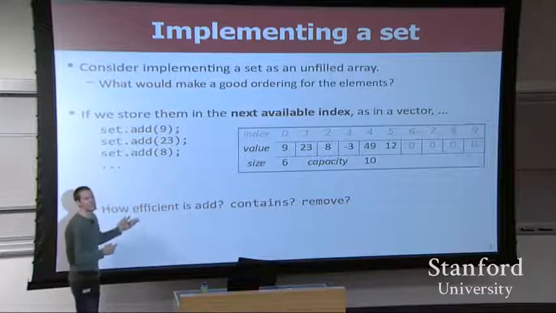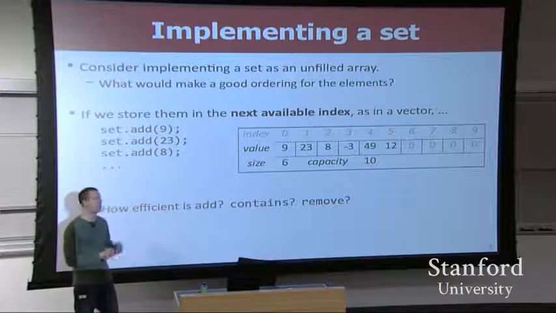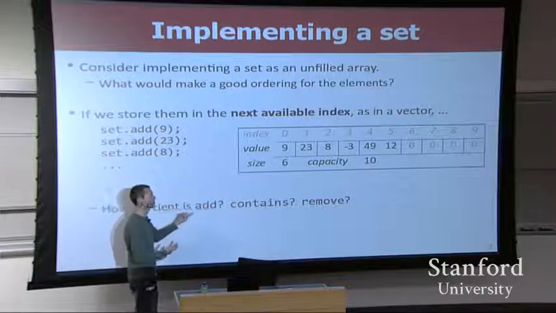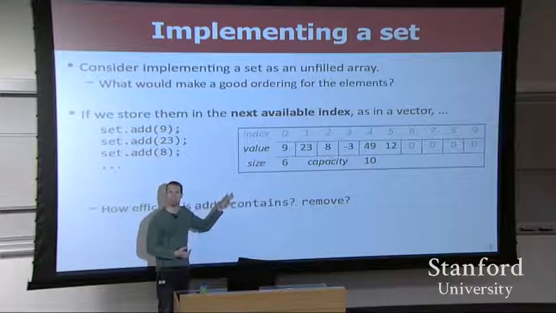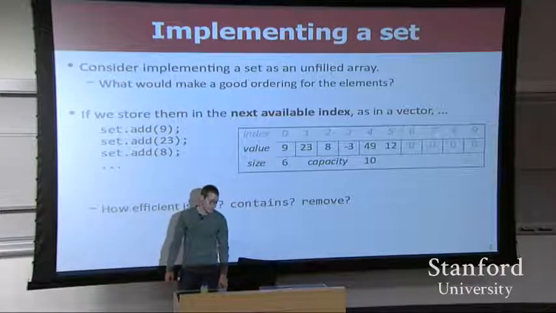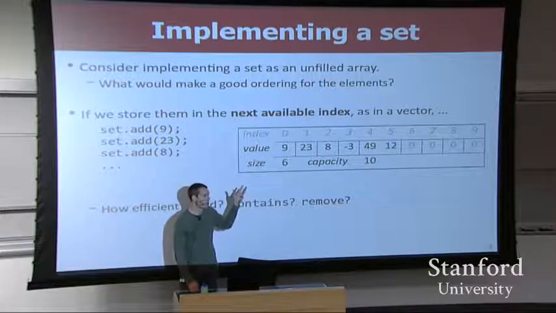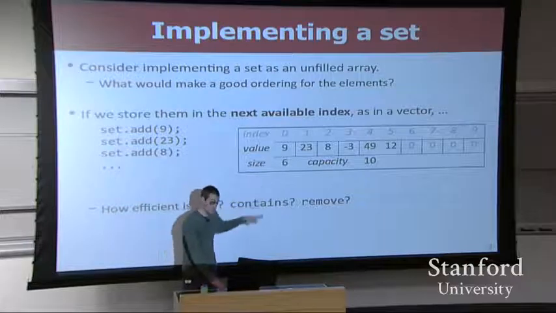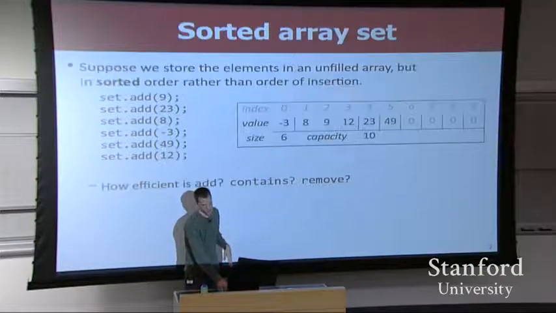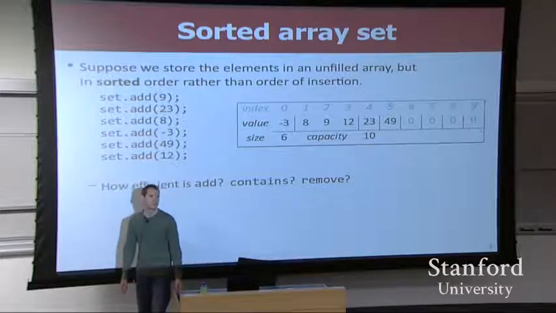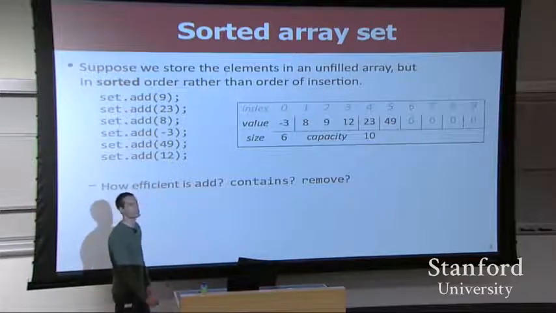How about contains? O of n, because I have to look for it. I have to look at them all. We've talked about this kind of stuff before, right? How about remove? Also O of n, because I've got to look for it to see where it is, right? So of course, you start thinking, well, maybe if I'm going to use an array, maybe I don't store them in this order. Maybe I do something else. Maybe I store them in a sorted order, right? That would be something that we could do.